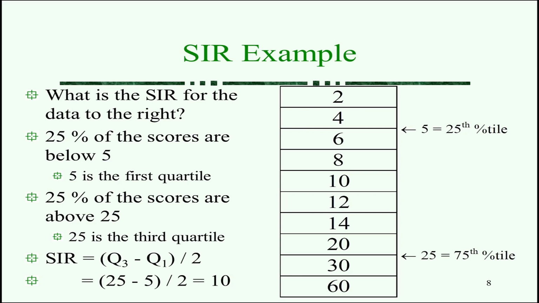So the semi-interquartile range formula is third quartile minus first quartile divided by 2. Here the third quartile value is 25 minus the first quartile value, which is between 4 and 6, a center value, which is 5. That is 25 minus 5 divided by 2, and we get 10. So the semi-interquartile range for the given data is 10.